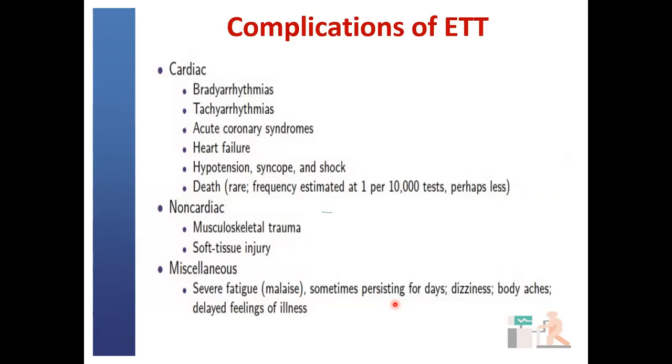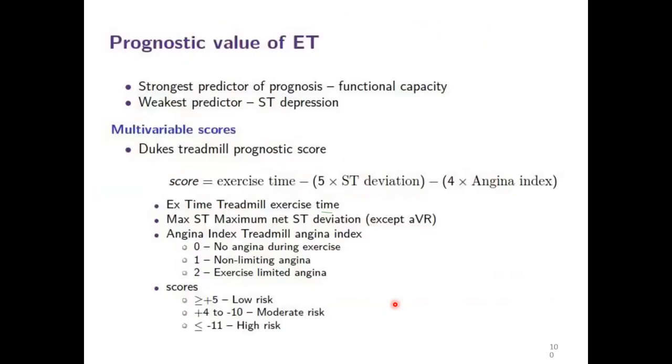The cardiac complications include bradyarrhythmias, tachyarrhythmias, acute coronary syndrome, heart failure, hypotension, syncope, and shock. And death could also occur, but like I said, it's actually very, very rare. Non-cardiac complications include musculoskeletal trauma and soft tissue injury. We could have other miscellaneous complications like severe fatigue and malaise. Sometimes this might persist for days. You can have dizziness, body aches, and delayed feeling of illness.